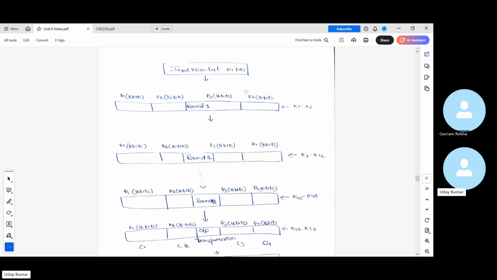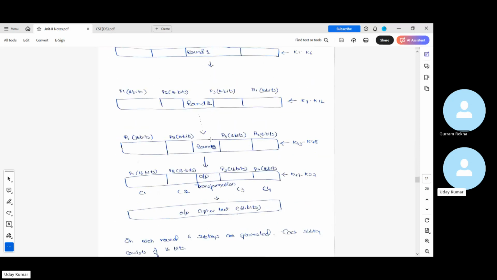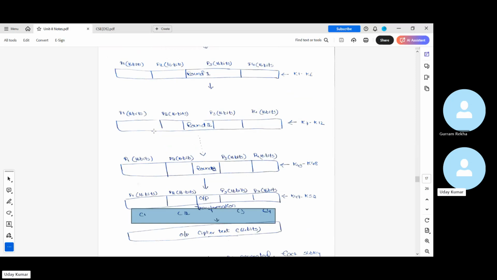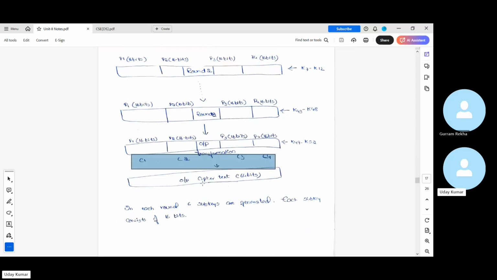So input plain text: 16 bits, 16 bits, 16 bits, 16 bits. You are going to use keys K1 to K6. Next, round 2, round 3, and so on. Here, this is round 8, where you will get K43 to K48. And once again, the output transformation uses K49 to K52. So the text that you obtain after all this is the ciphertext.